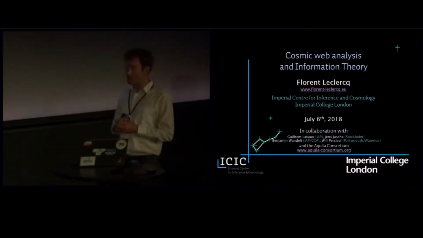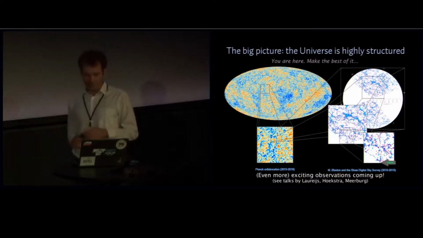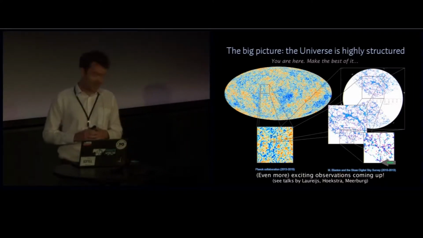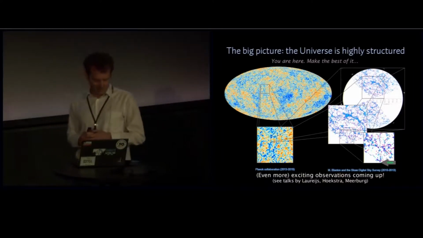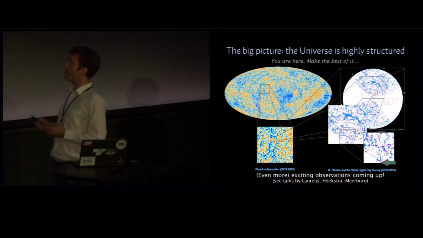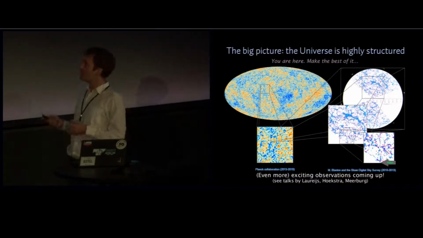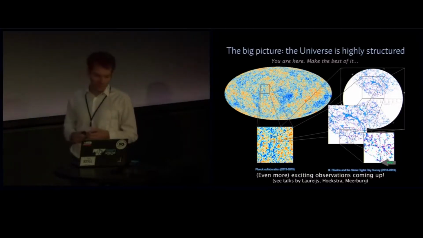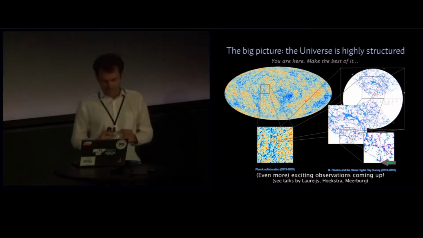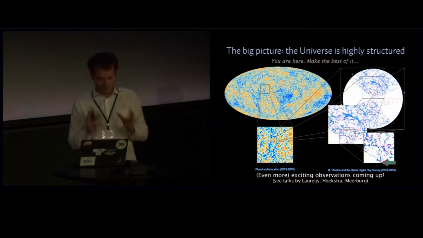The universe is highly structured at all scales. On the left are observations of the cosmic microwave background as realized by the Planck satellite and released a couple of years ago. It looks fairly smooth if we only focus on the larger scales, but with some structure imprinted at smaller scales, which we believe corresponds to quantum fluctuations imprinted on this cosmic microwave background.